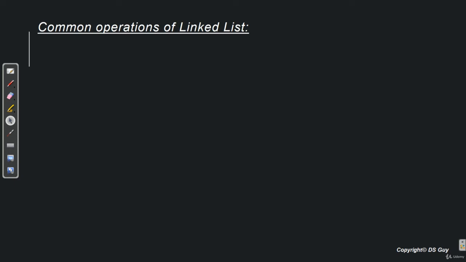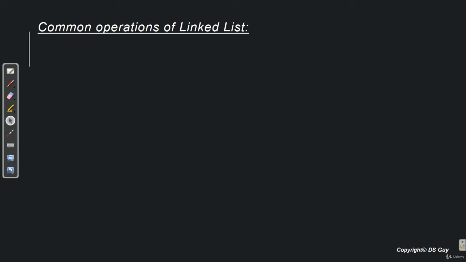Hey guys, welcome back. So till now we have covered the fundamentals of a linked list, whereby we saw what is a linked list, why do we need to learn it, what are the types of linked list, which type is used in which case. Then we also saw how a linked list is stored in memory. I hope all these concepts are clear.